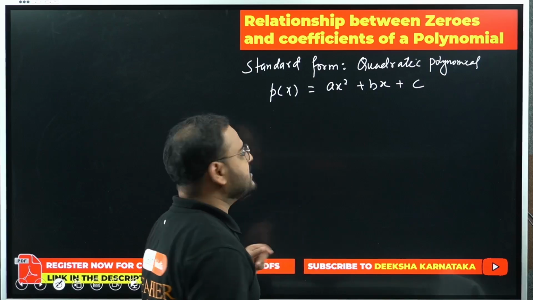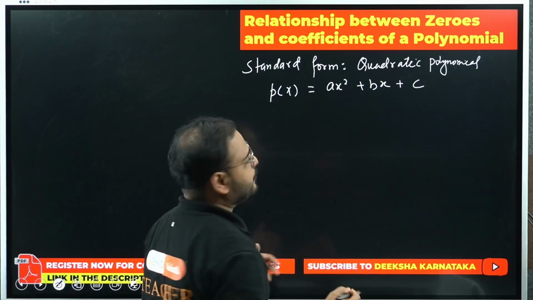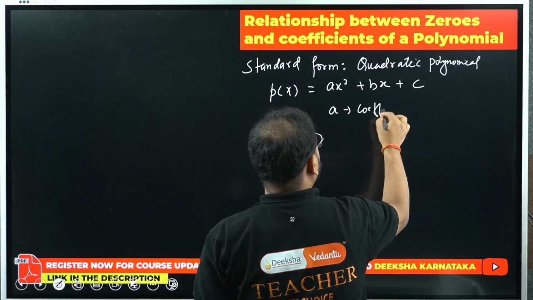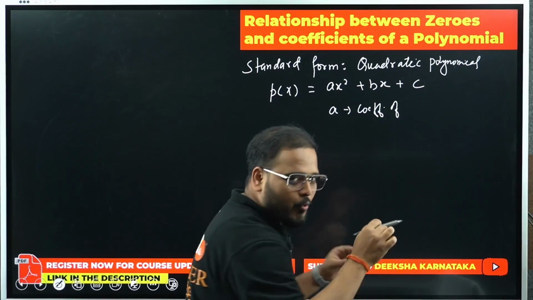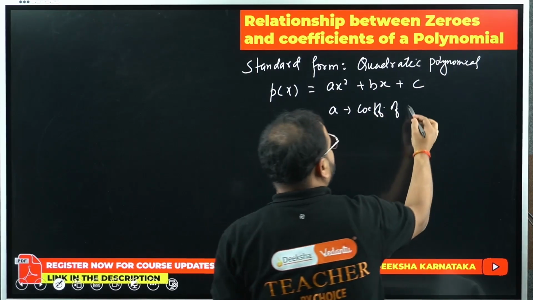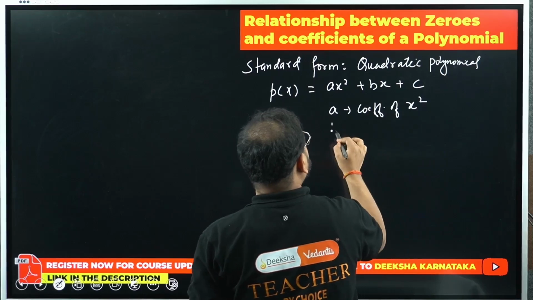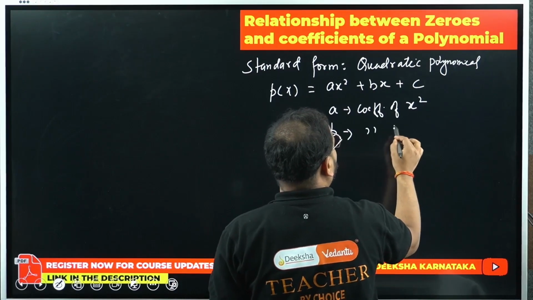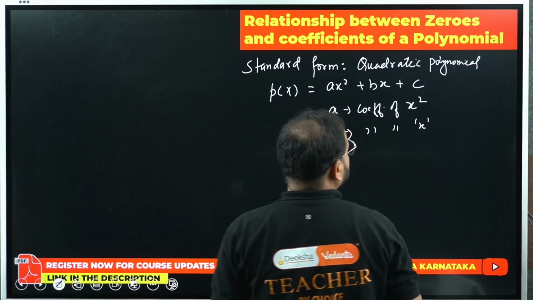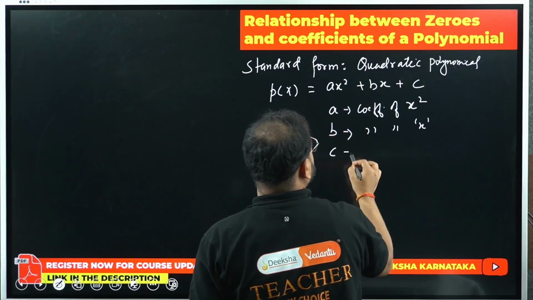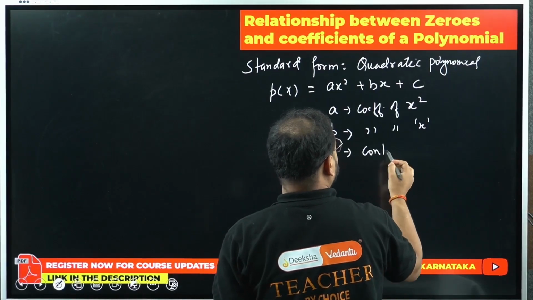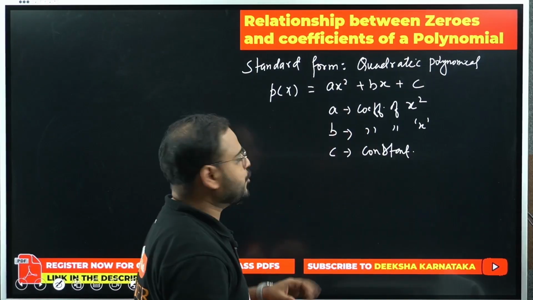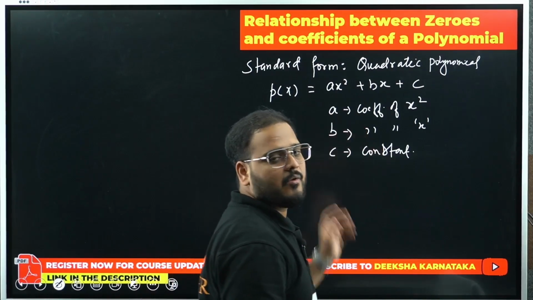You know what a, b, c are? They are constant values, where a is the coefficient of the quadratic term, or x square, whereas b is the coefficient of the linear term, or simply the coefficient of x. And c is the constant term. So a, b, c are the coefficients which are given like that.